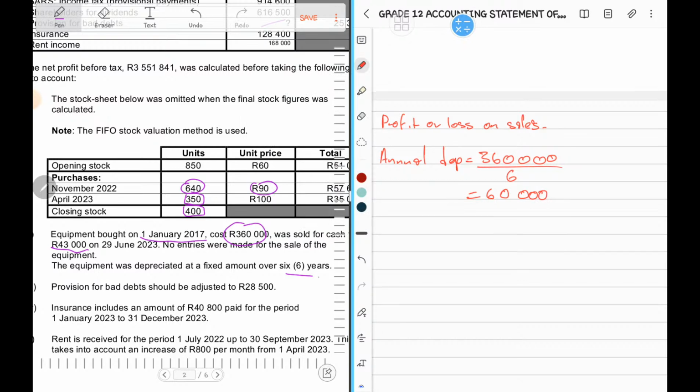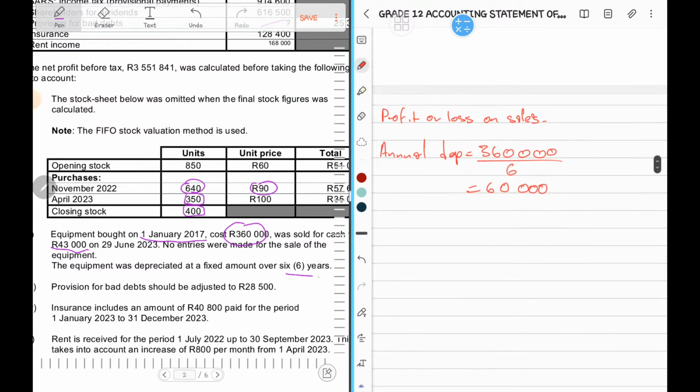Okay, so now we have to calculate the depreciation for the financial year that ended on 30 June 2017. So what we are going to do, I'm just going to do a table here whereby it will consist of the date and also the depreciation for the particular year and also the accumulated depreciation.